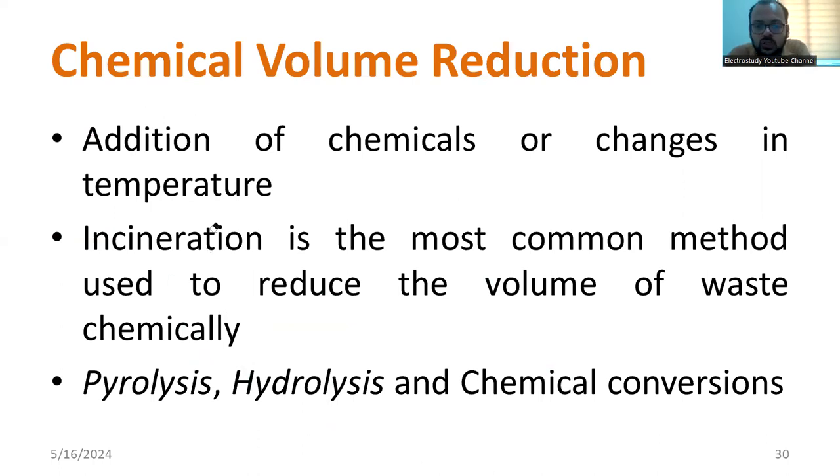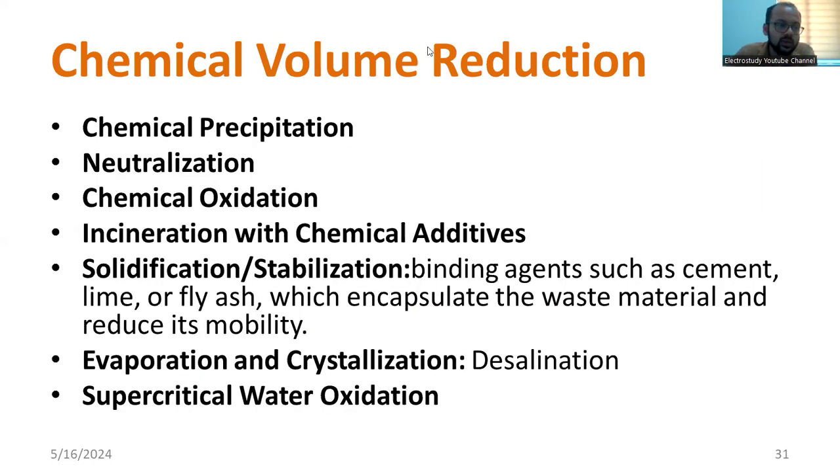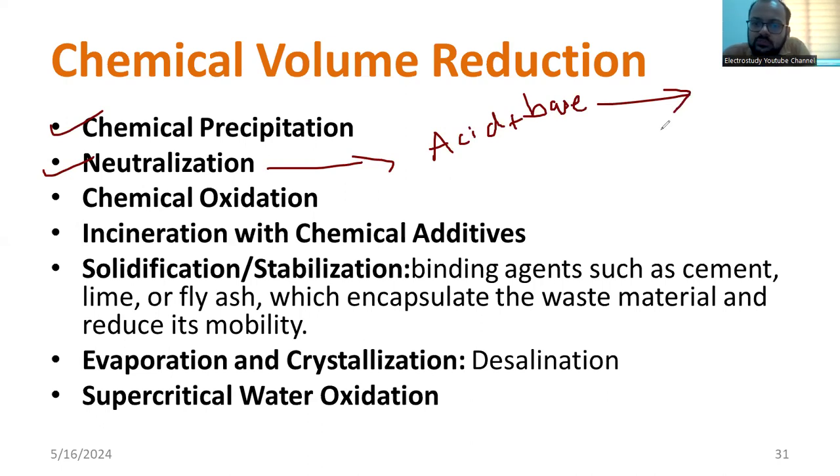Now I would like to show you some important processes which are involved in chemical volume reduction. As you can see, there is chemical precipitation, then neutralization. Neutralization is nothing but addition of acid and base. Suppose your waste material has an acidic nature. What you are supposed to do is add a basic material in parallel. The acid and base will combine and form a neutralization, in the sense that water will be generated apart from certain other material.